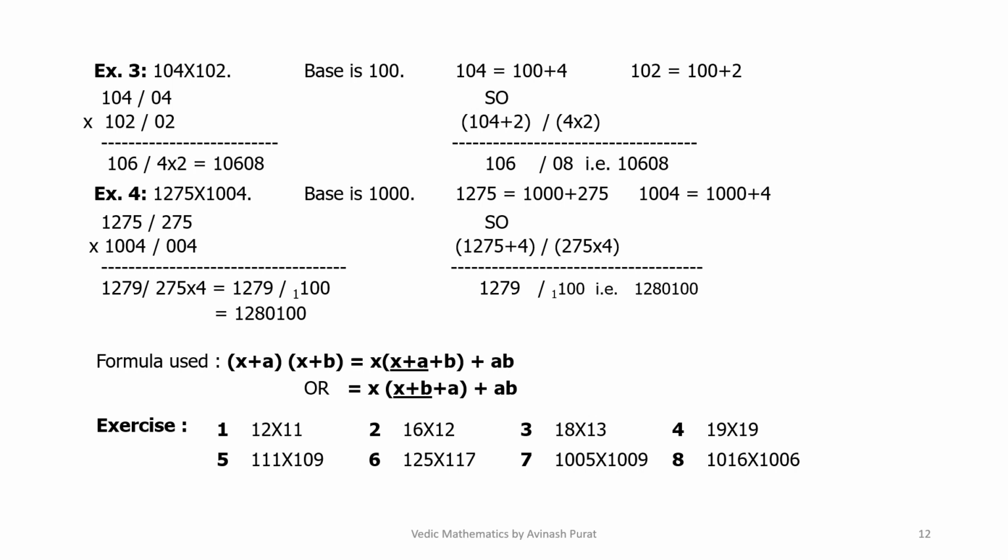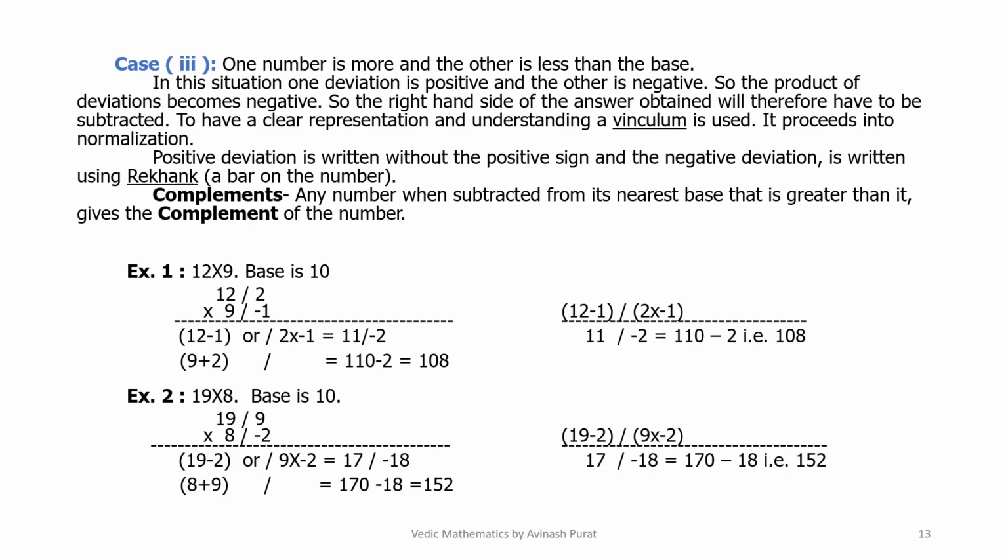Exercise: first is 12 into 11, second 16 into 12, third 18 into 13, fourth 19 into 19, fifth 111 into 109, sixth is 125 into 117, seventh is 1005 multiplied by 1009, eighth is 1016 stroke 1006.